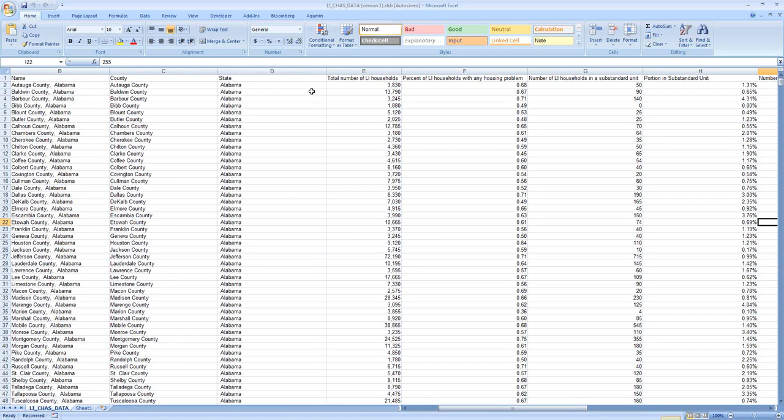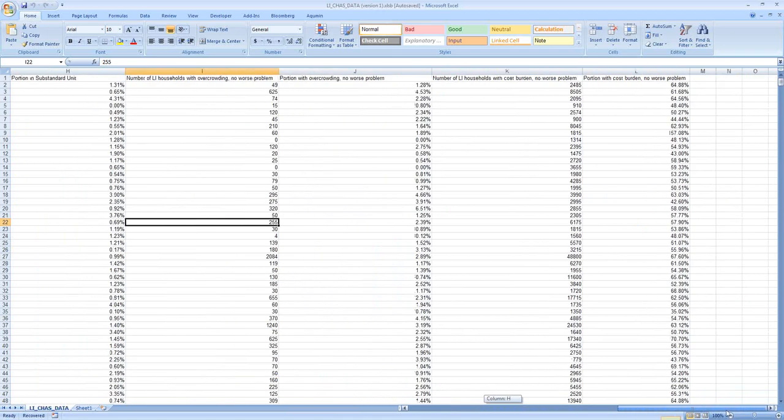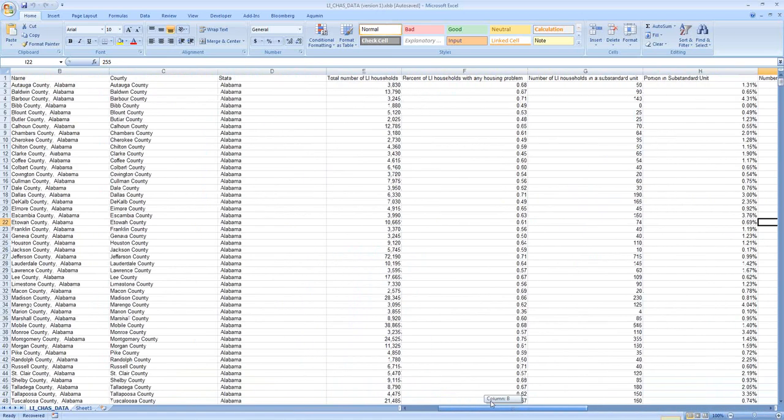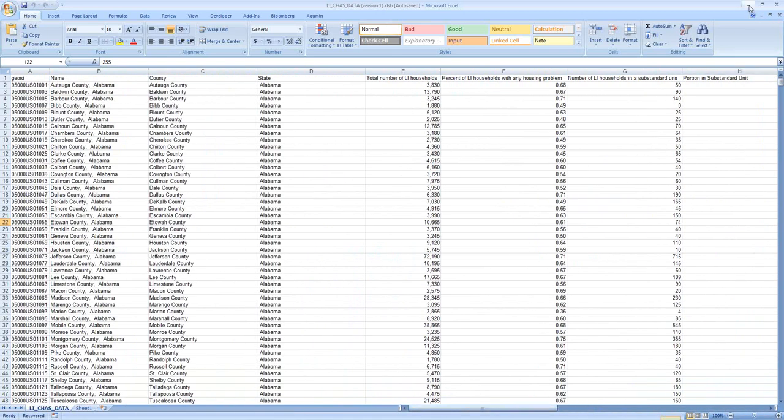We have information about the total number of low-income households and also the portion of those households reporting problems of any type, then specifically the portion reporting substandard units, where overcrowding is the worst problem, and where cost burden is the worst problem. And as I scroll over, we'll see we've got quite a number of columns worth of data here. A lot of numbers.